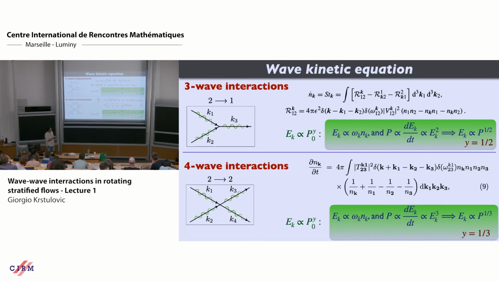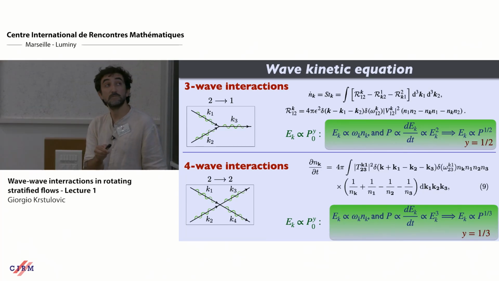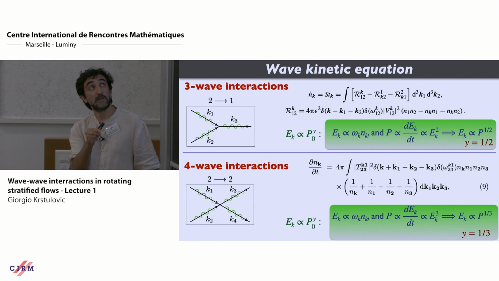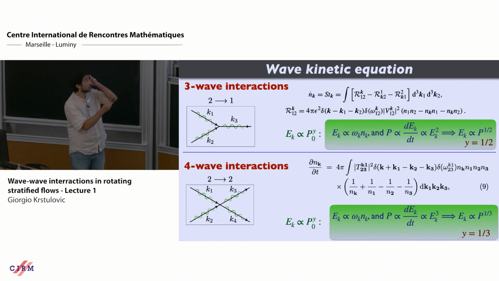So the energy spectrum is roughly proportional to omega times n. What is important is the relation between E and n. The flux is the time derivative of E, that I get from here. In this case, for instance, the time derivative of n is proportional to n squared. So E times dn/dt is proportional to n cubed, and this is proportional to the flux. So the flux is proportional to E to the 3/2. So from here I get that y should be 1/2 in three-wave interaction.